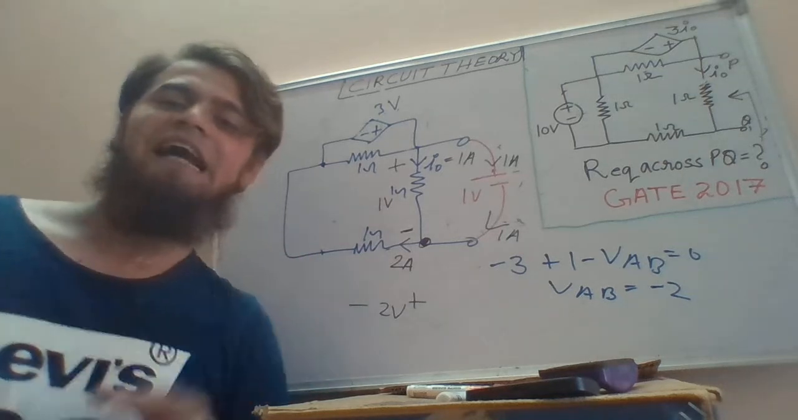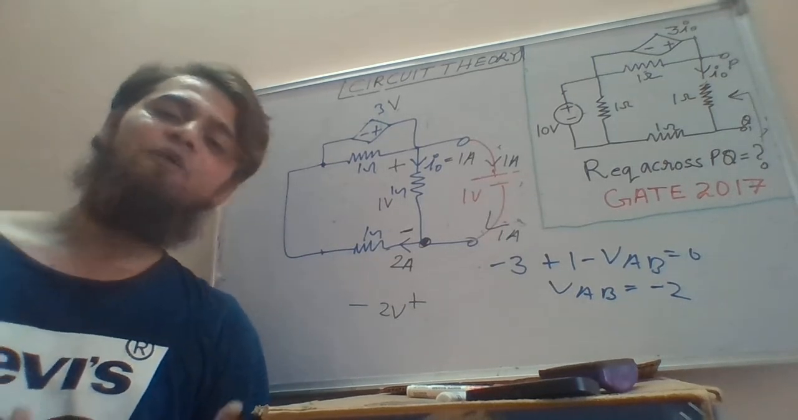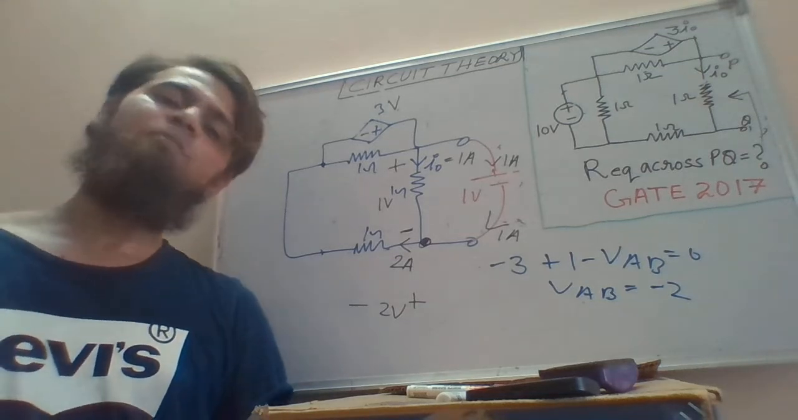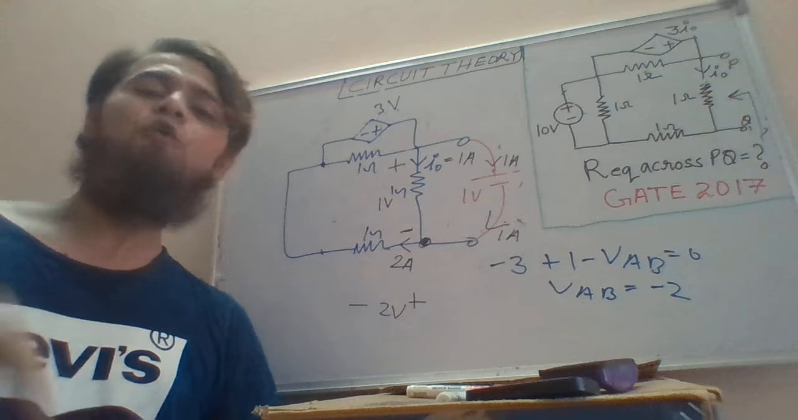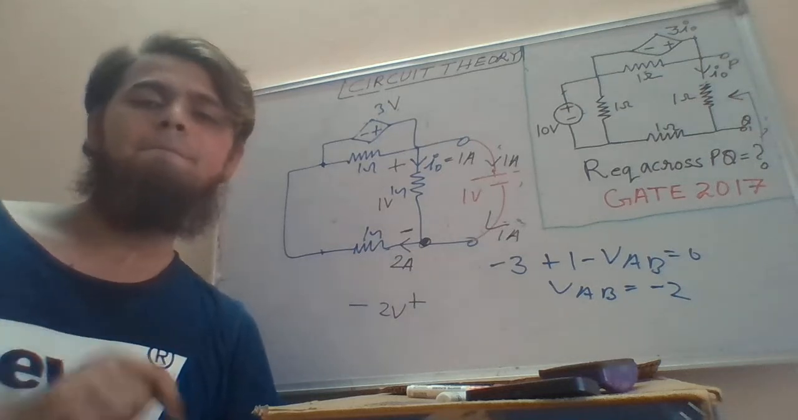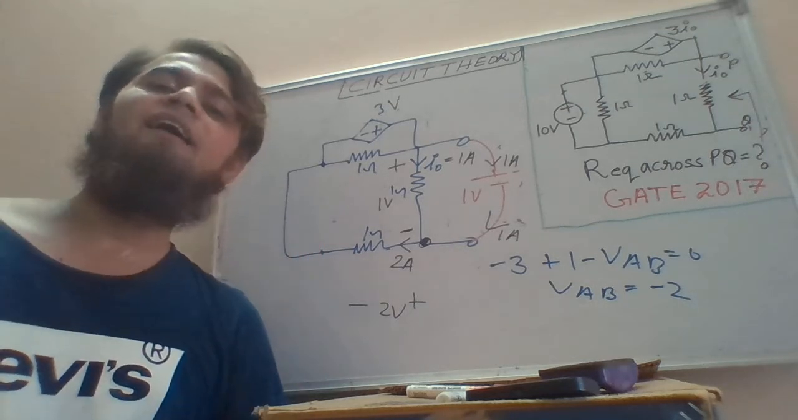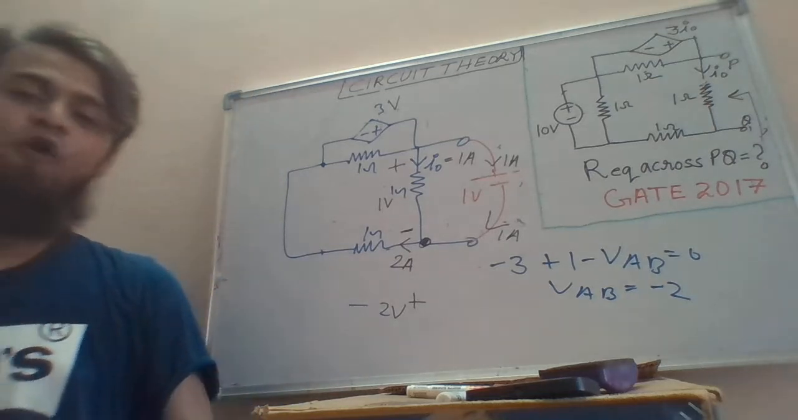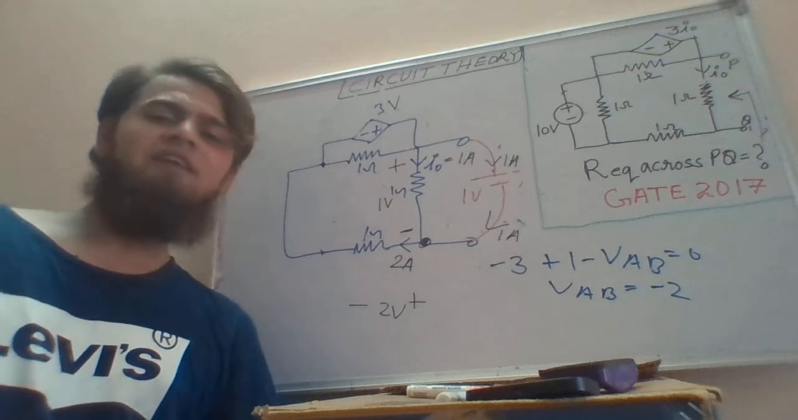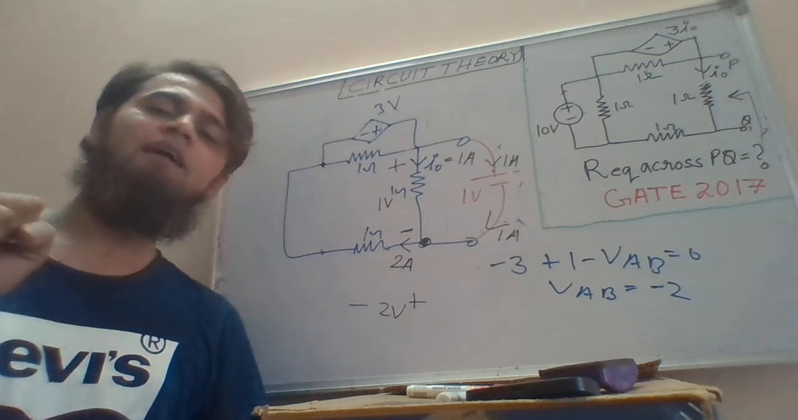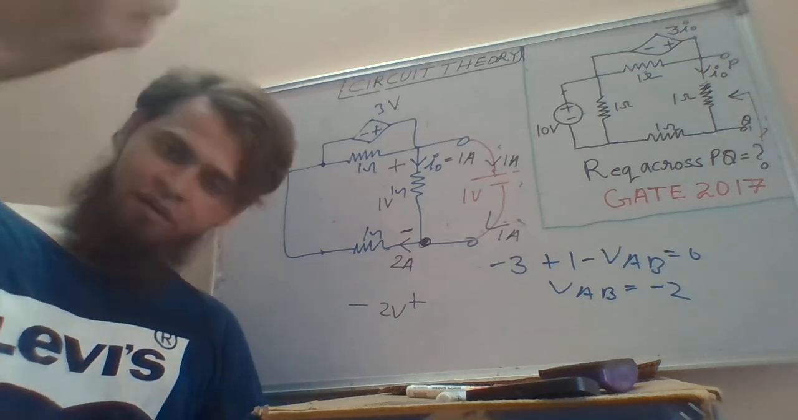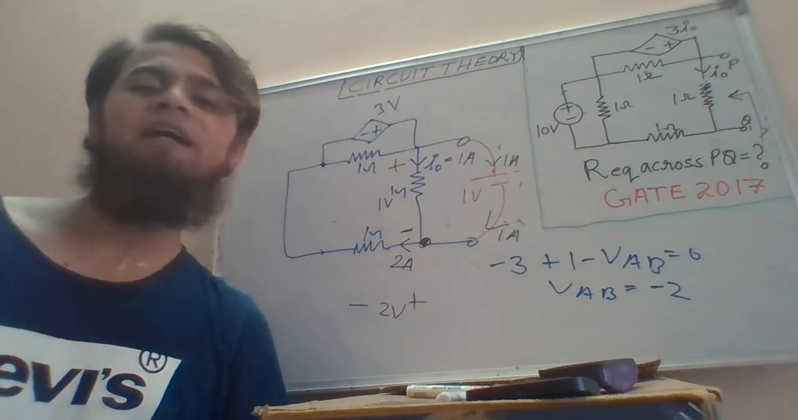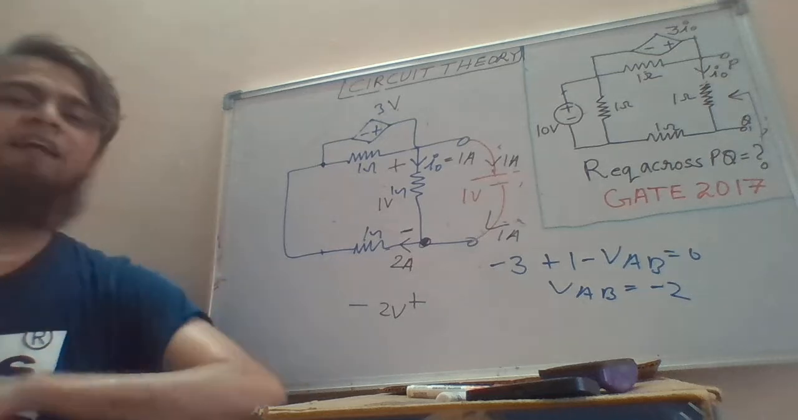I hope you understand how to identify whether the R equivalent is negative or not. If your external battery is supplying the current to the network whose R equivalent you want to know, then you can easily say that the R equivalent of the network is positive. But what if the external battery that you are putting is receiving or consuming the current? Then you can say that the equivalent resistance is negative.